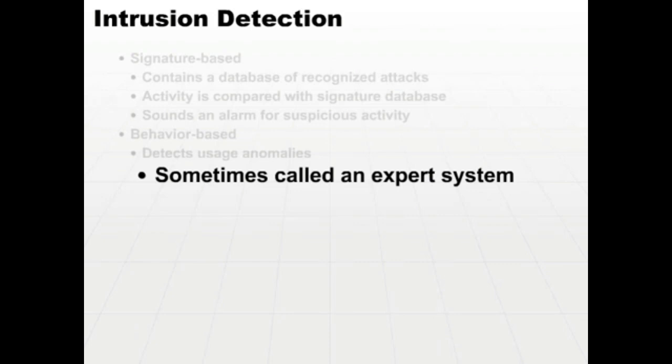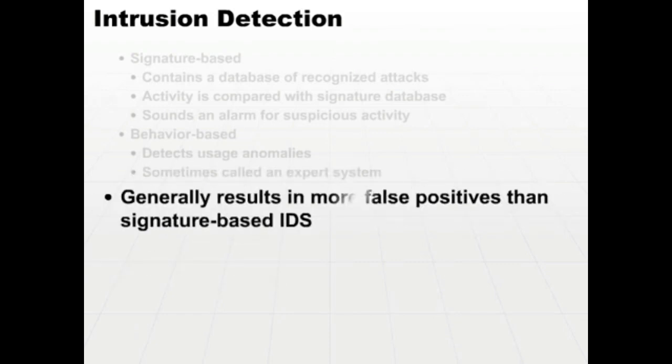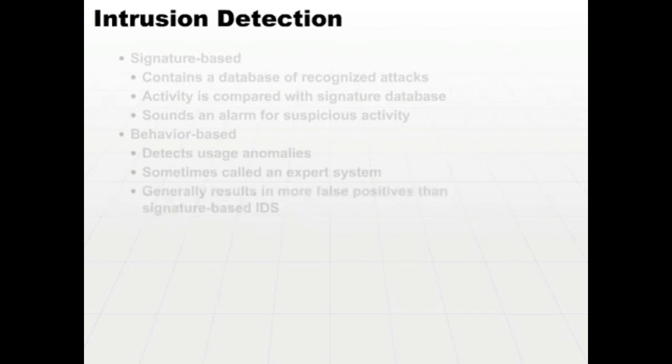When it does find an anomaly, again, as I said, it'll ring the bell. However, it normally will result in more false positives than signature-based IDSs. The reason behind that is anytime it sees something out of the norm, it could be normal behavior, but it thinks it's an anomaly. So it will alert you to that fact.